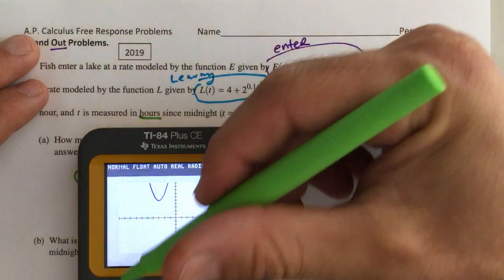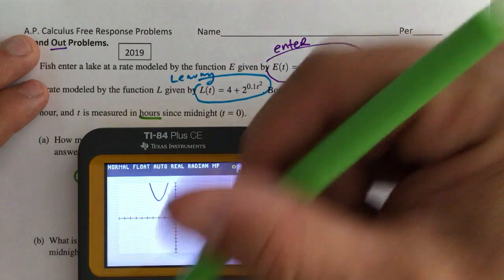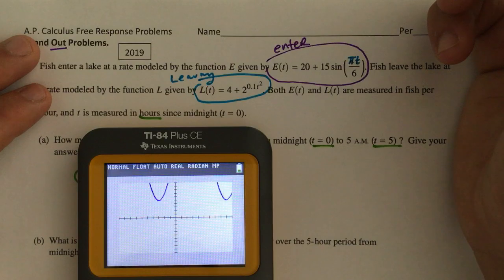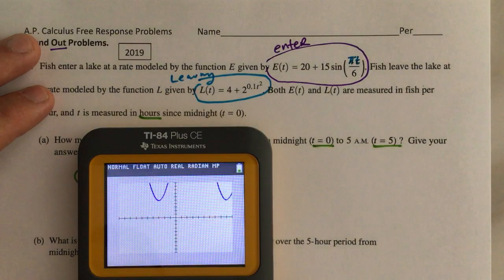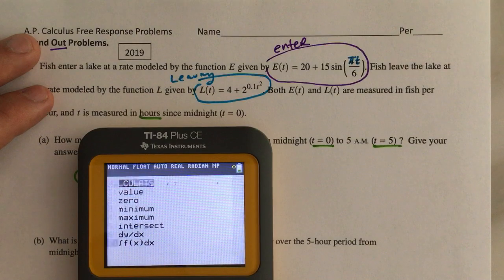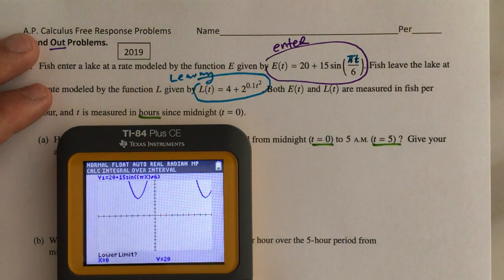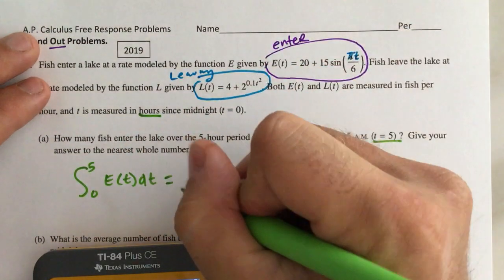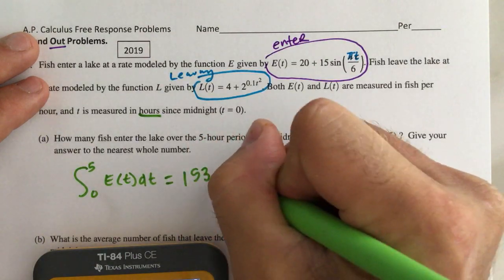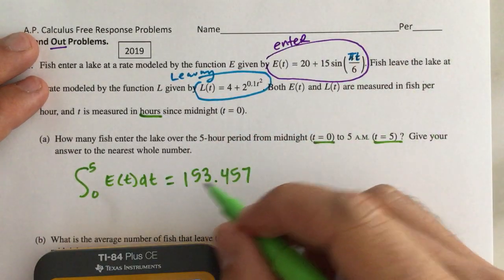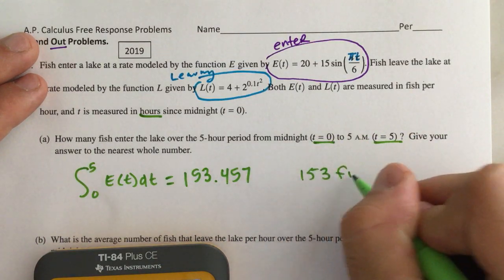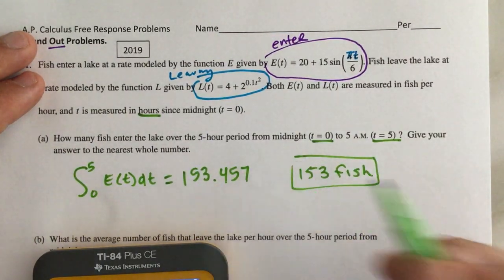Sometimes it's easier if you have the option. I think alpha f2, you can just integrate straight from there. But I have a feeling I'm going to want to look at both of these graphs, so I'm going to graph it anyway. Now I'm going second calc, and I want to integrate from 0 to 5. That's going to shade it in for me. And I'm going to say the answer is 153.457 fish, which I'll round to 153 fish. 153 fish enter the lake in those 5 hours.